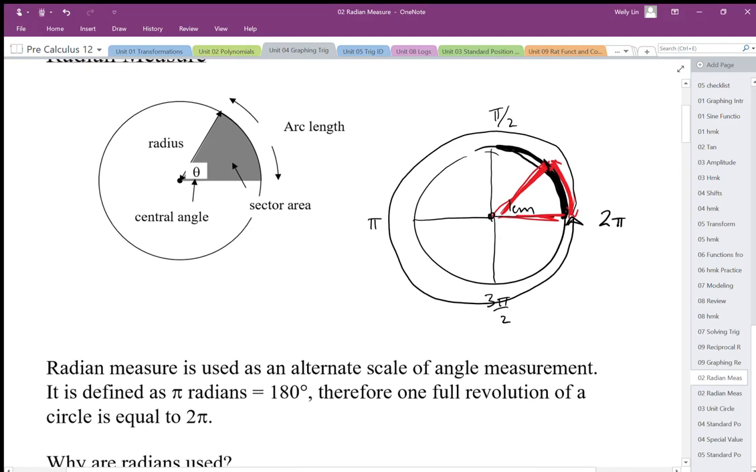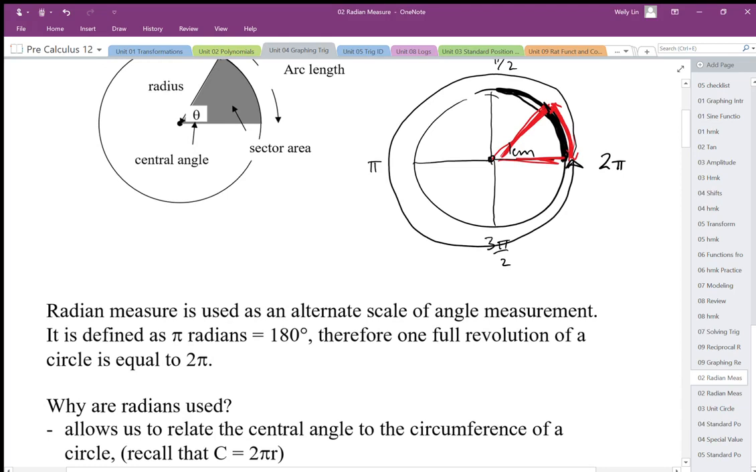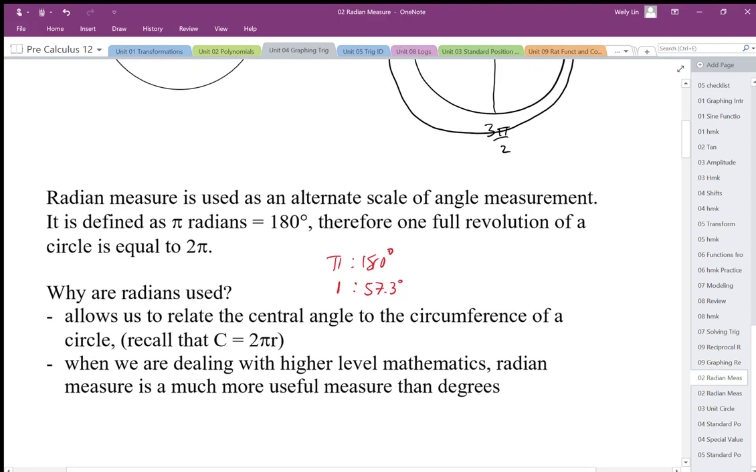So that's a deeper look at radians, but for now, like I said, we can probably get away with just saying that it's a conversion. Pi radians is 180 degrees, so that's our conversion factor. Pi to 180 degrees, and if we want to make this a unit ratio, it's about 1 to 57.3 degrees.